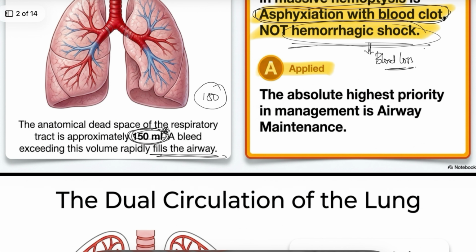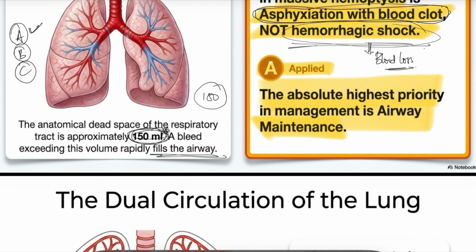So what is the applied aspect of this slide? The absolute highest priority in the management is airway maintenance. When you get a hemoptysis case, you have to first maintain his airway. Remember there is something called ABC, airway, breathing and circulation. In first it stands airway, so you have to maintain the airway.